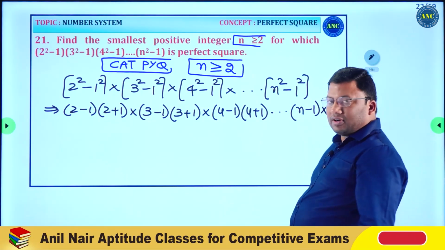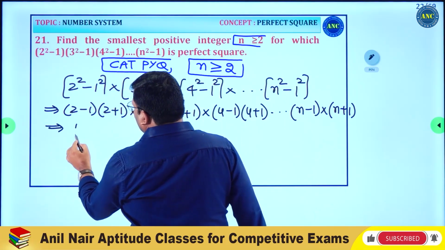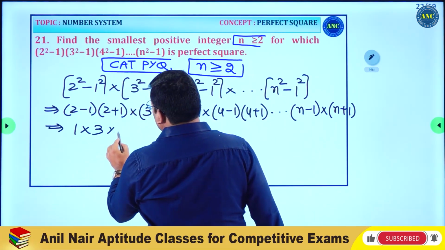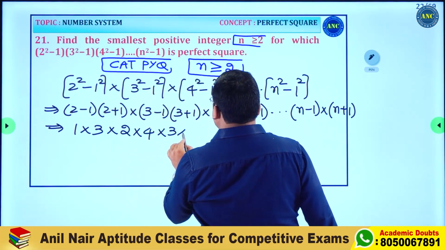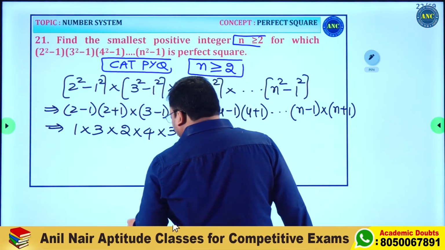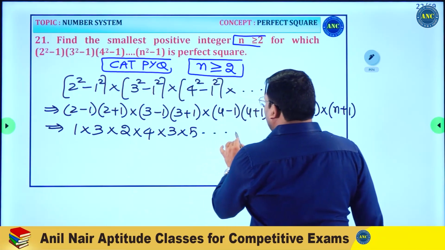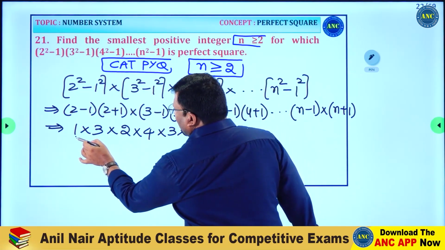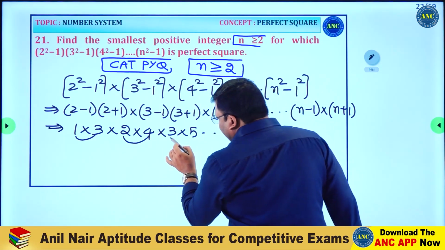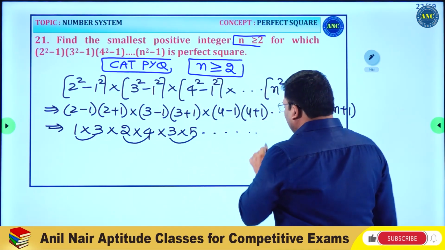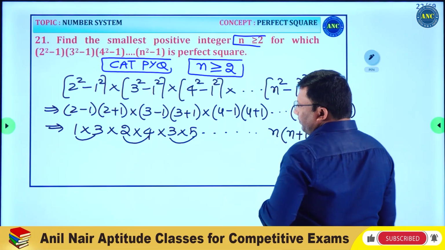Now if you observe carefully, this will be 2 minus 1, 1 into 3; 3 minus 1, 2 into 4; 4 minus 1, 3 into 5, and so on. That means if it is 1, there is an increase of 2. If it is 2, there is an increase of 2. If it is 3, there is an increase of 2. If it is n, there will be an increase of 2.